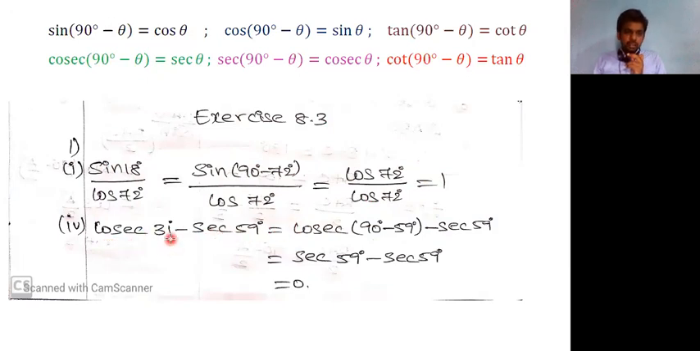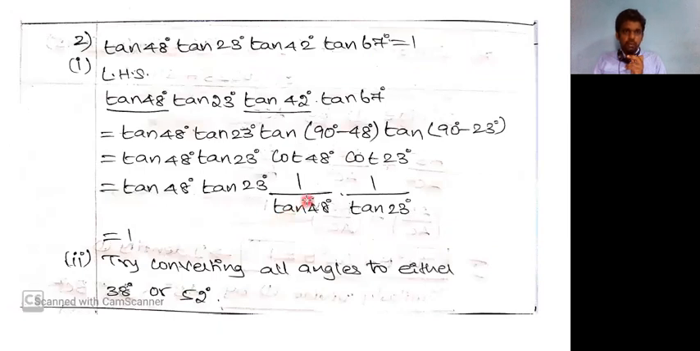So cosecant 31 degrees minus secant 59 degrees. Again, we know that cosecant and secant are one pair in complementary ratios. So cosecant 31, I can write 31 as 90 minus 59. So 90 minus 59 is 31, right? So cosecant 90 minus 59 minus secant 59, and I'm keeping that as it is. So what is cosecant 90 minus theta? Secant theta. So secant theta value is 59 here. So secant 59 minus secant 59, which is 0. Try the other two subdivisions on your own.